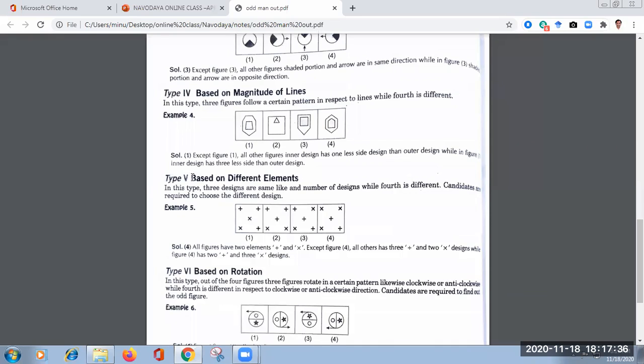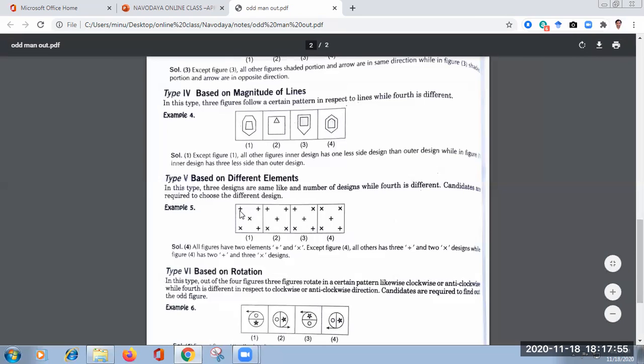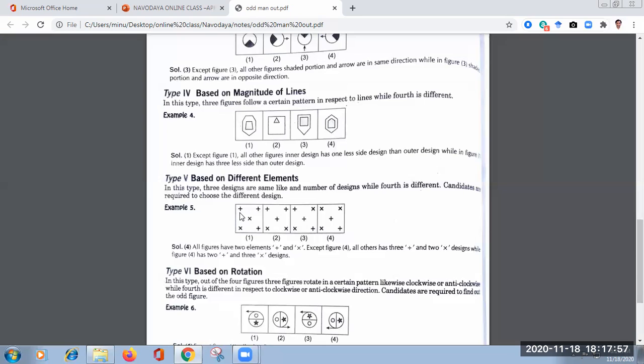Now today we are going to discuss type 5, based on the different elements. So children, please listen carefully. Please be careful to listen to all these things here. And now you can see the pictures here.